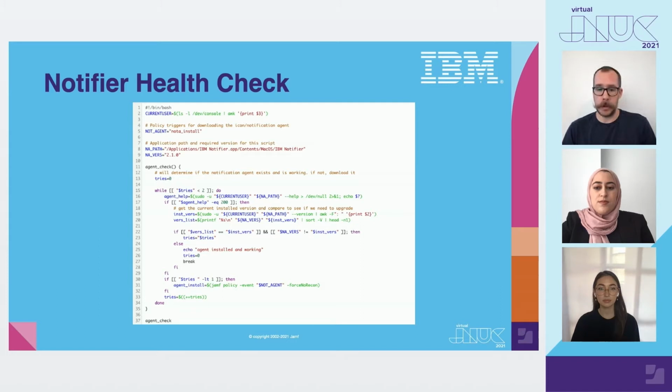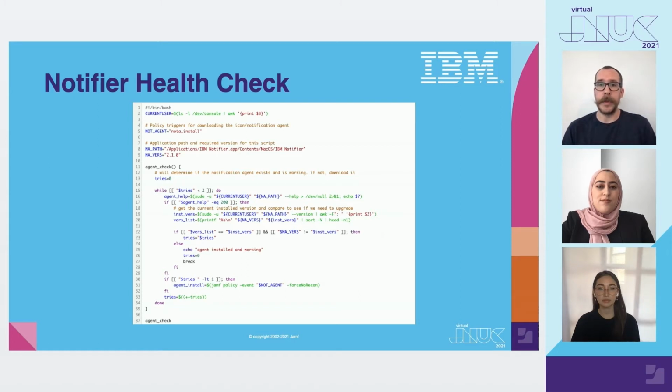In this particular case, we're going to check and see if IBM Notifier 2.10 or higher is installed. The function agent check is defined on lines 11 through 35 and would typically be called as the very first executable line in your script.